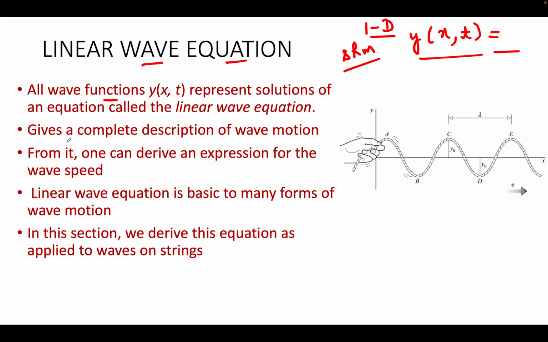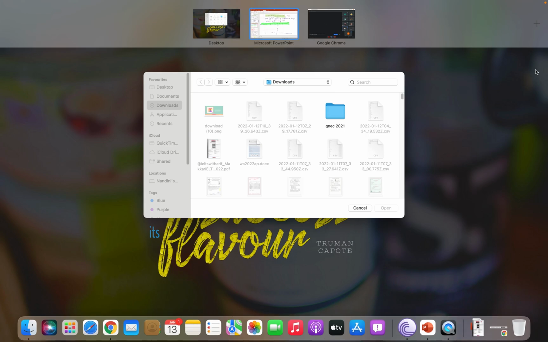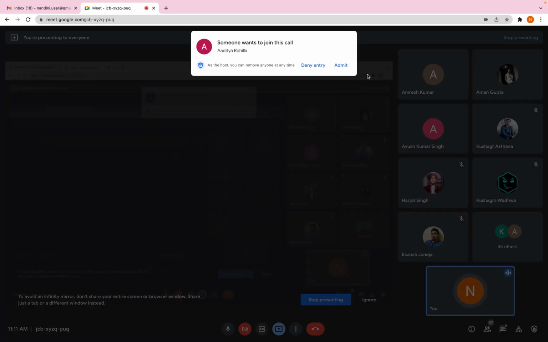Why we are trying to devise a linear wave equation is because we will be able to find the other wave parameters also after finding this particular wave equation, because we know velocity is dy by dt, and acceleration is dv by dt. So once we get the value of this wave function y, then we can get the other values also easily.